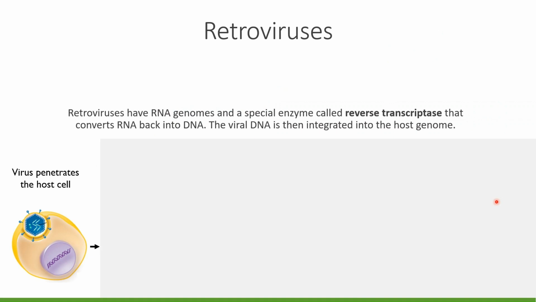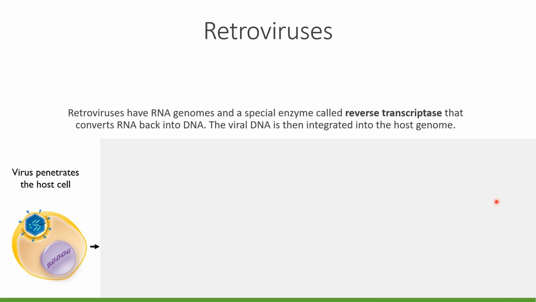Okay, let's now get away from looking at single-stranded RNA viruses and double-stranded RNA viruses, and let's go look at retroviruses. Retroviruses have RNA genomes, but they also have a special enzyme called reverse transcriptase. All enzymes that we've looked at so far either convert DNA into DNA, as we saw with DNA replication, DNA into RNA, which we saw with transcription, or RNA into RNA, that's RNA replication.